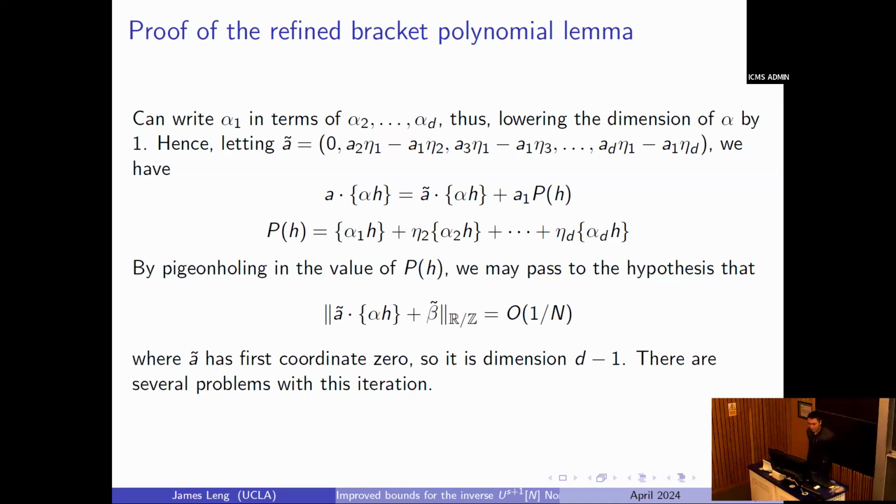Another thing to note is that every single component of a tilde is an integer linear combination of components of A. So when you continue this iteration, you get a tilde tilde, or a tilde prime, where every single component is a linear combination of components from the previous stage of the iteration.